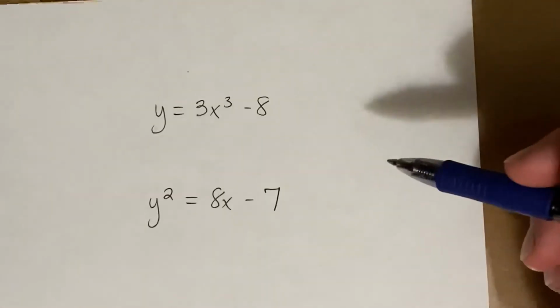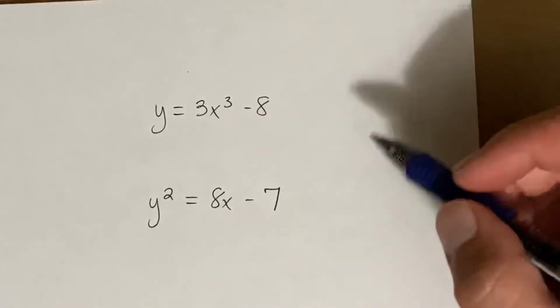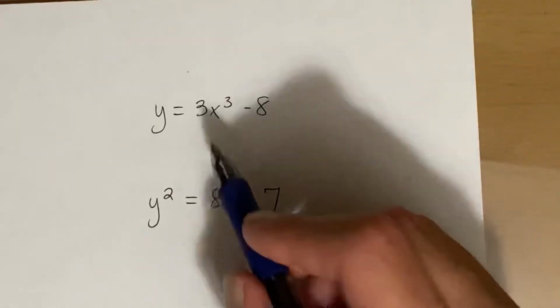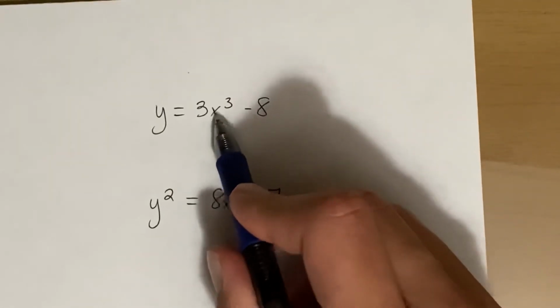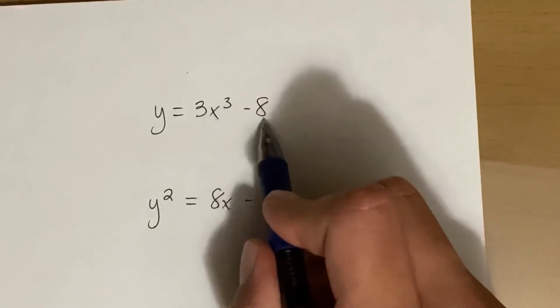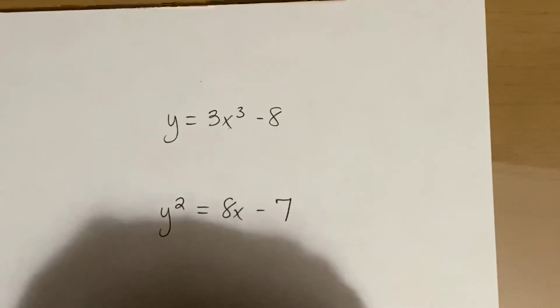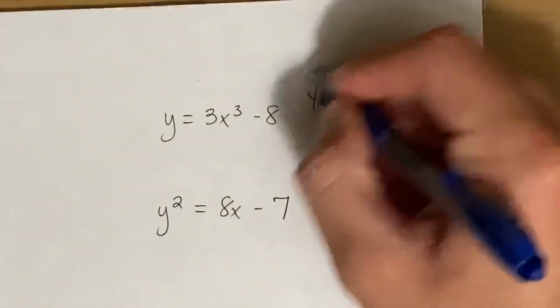Okay, last two. y equals 3x cubed minus 8. All right, this is called a cubic function. So if I plug in, let's say the number 1 here, 1 cubed is 1. 1 times 3 is 3. 3 minus 8 is -5. There's no other number I could get for inputting 1. So this would be a function.